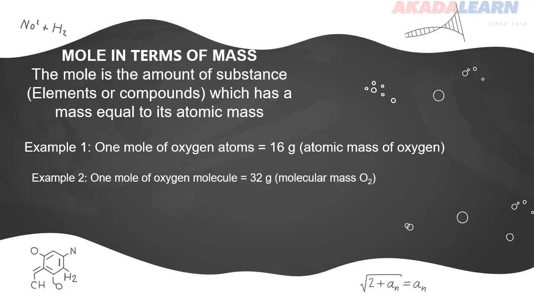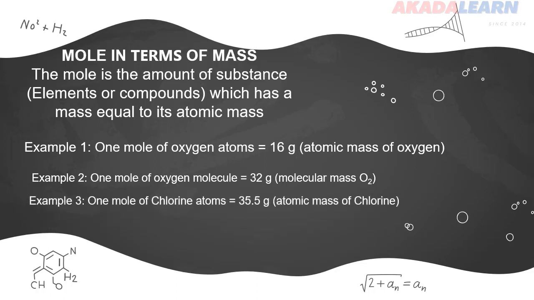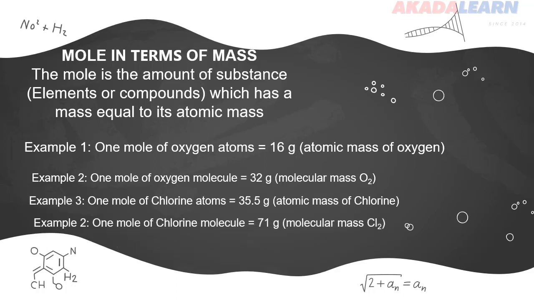1 mole of oxygen molecules. Don't forget, when 2 atoms come together, they form a molecule. So 1 mole of the molecule will now be 32 grams, meaning 16 in two places. 1 mole of chlorine atoms is 35.5, which is the mass of chlorine, and then 1 mole of chlorine molecules will be 71, which is 35.5 in two places.